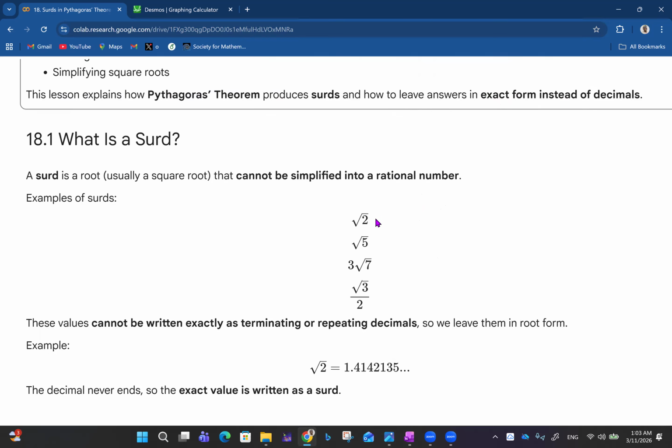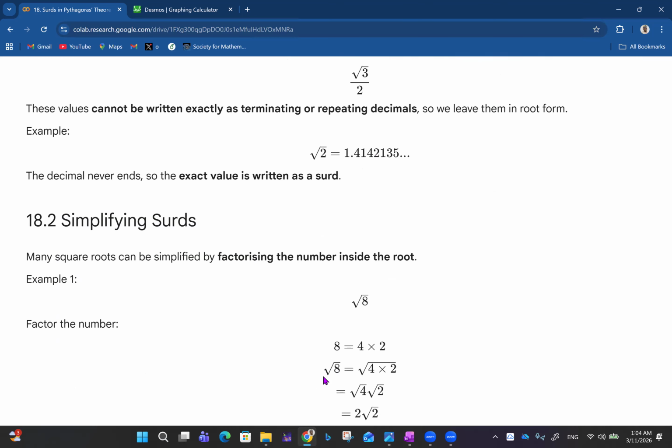But if you have square root of 2, you cannot write it in that form. So that's why root 2 is a surd, root 5 is a surd, 3 root 7 is a surd, because you cannot write root 7 as a rational number. Root 3 over 2 is also a surd. These values cannot be written exactly as terminating or repeating decimals, so we leave them in root form. For example, square root of 2 is 1.4142135. So it is not terminating and it is not repeating. The decimal never ends, so the exact value is written as a surd. So we better leave it as root 2 to preserve the value.